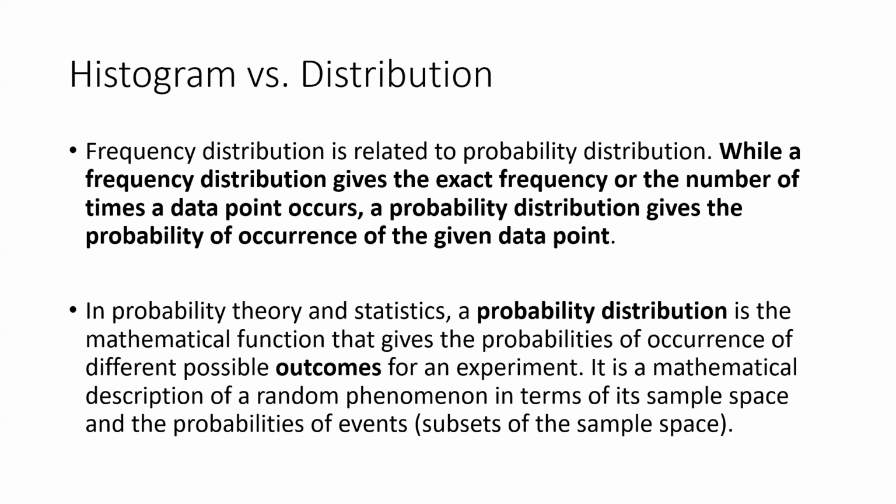In probability theory and statistics, a probability distribution is the mathematical function that gives the probabilities of occurrence of different possible outcomes for an experiment. It is a mathematical description of a random phenomenon in terms of its sample space and probabilities of events.